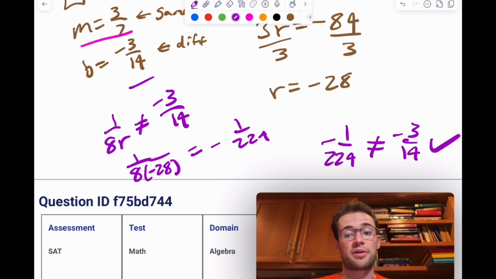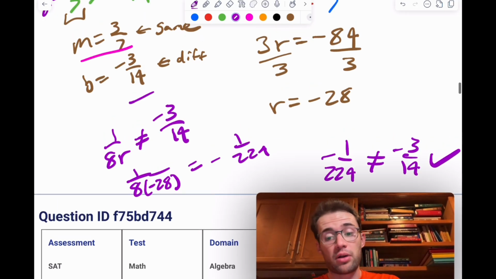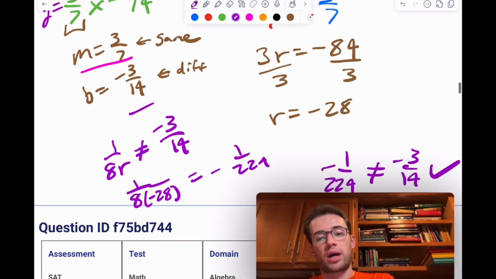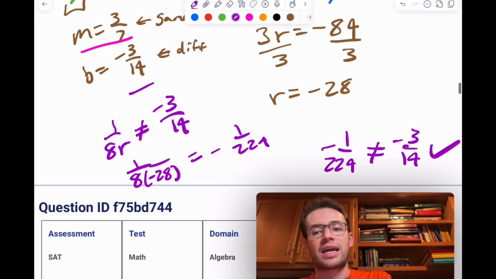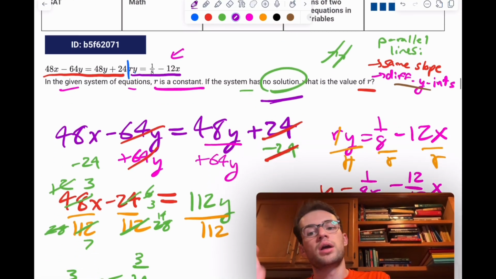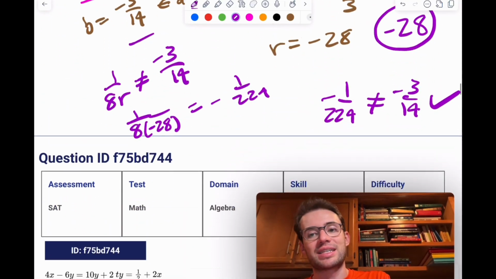So that does check out. Right? They are going to be parallel lines, not the same line twice. They have the same slope, but two different y-intercepts. So r being negative 28 will be our answer. And they just asked, what is the value of r? Just circle negative 28, or I guess when you're entering it in, type it in as negative 28.